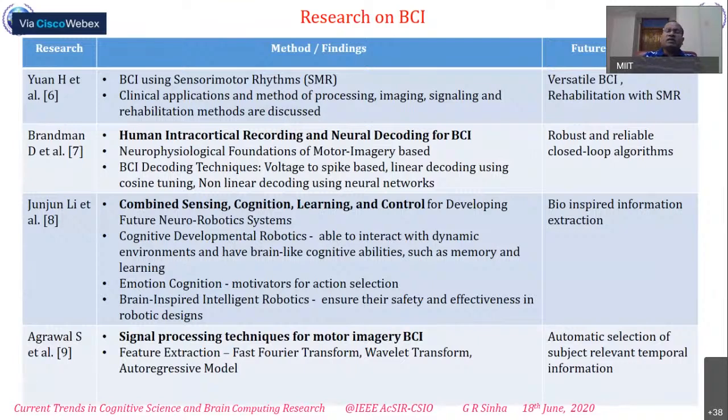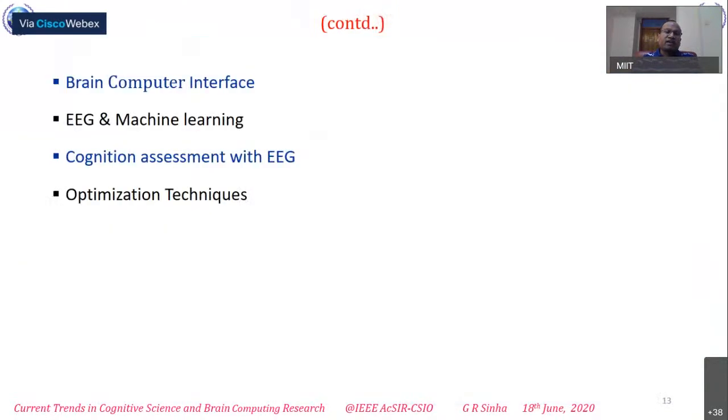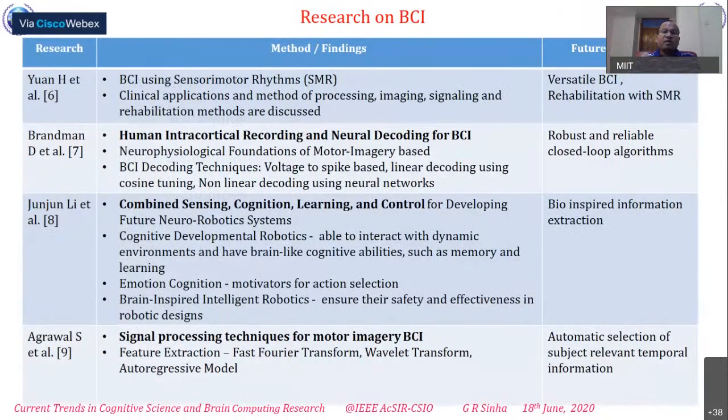I will not be giving much time to these tables. I have just included very recent, quality publications from IEEE Transactions and other reputed Elsevier transactions. When you study this literature on these different things like BCI, EEG, cognitive assessment, and optimization techniques, there has been research. For example, in research on BCI, people are researching recording and decoding of neural activity using BCI, combined sensing, cognition, learning, and control for developing neurorobotic systems.